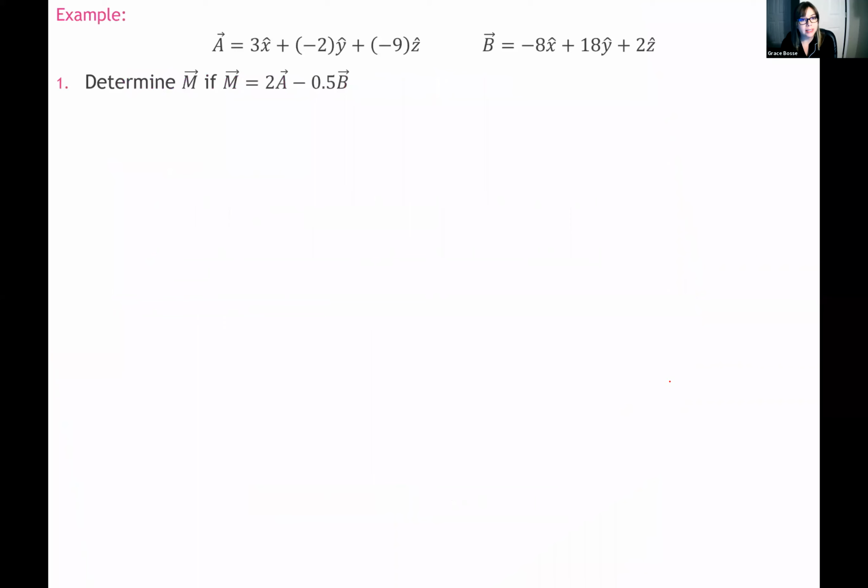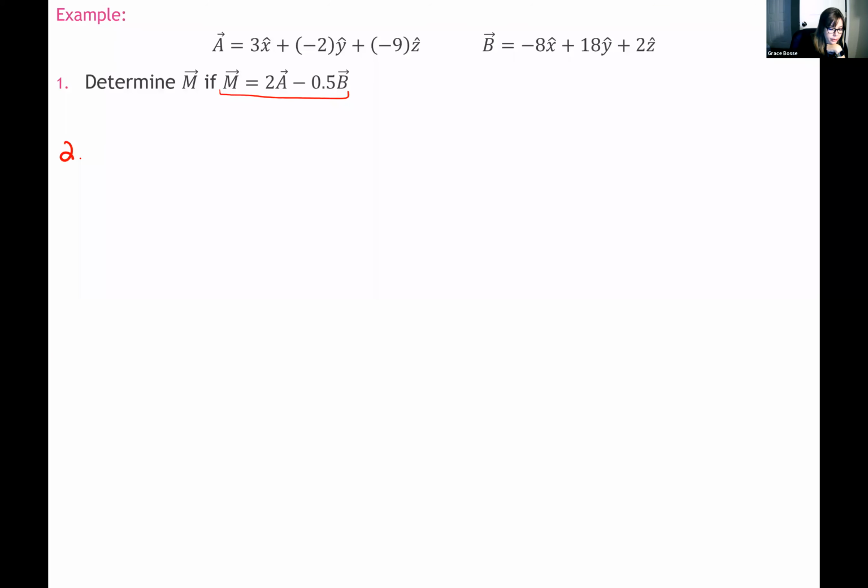Let's do a couple examples just to make sure that we're all familiar and comfortable with doing basic operations in component form. I have two vectors right here, a and b, and I want to find vector m, and I've defined vector m as 2 times a minus 0.5 times b. So let's figure out those two things first, and then we'll find vector m.